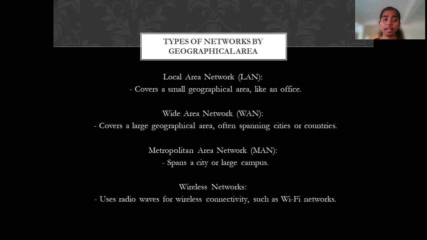So first up, what is LAN? A local area network covers a small geographical area like an office. If talking about a wide area network, it covers a large geographical area, often spanning cities or countries. A metropolitan area network spans a city or a large campus. The other type of network except these three is the wireless network. This kind of network mainly uses radio waves for wireless connectivity. And one of the main examples which is well known is Wi-Fi networks.